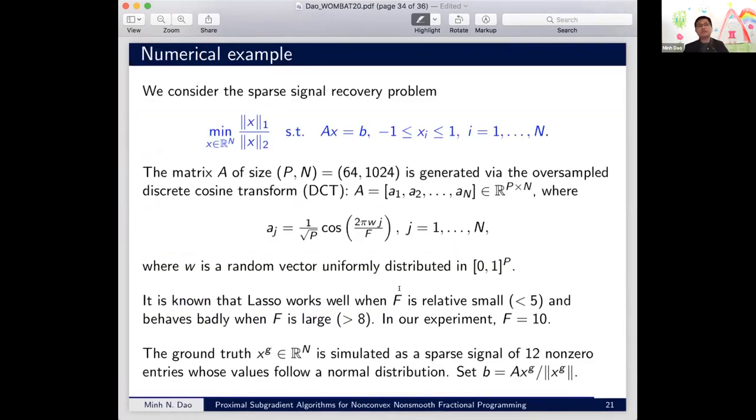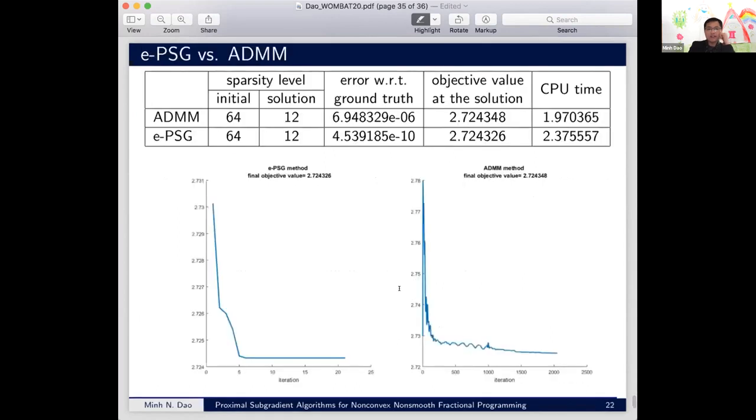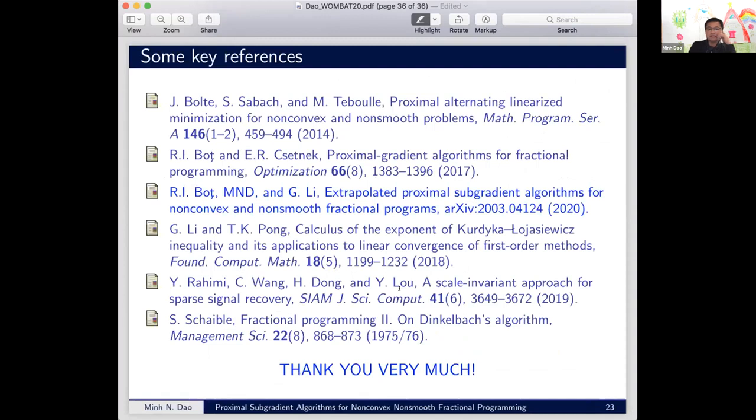Yes, and we also have some numerical examples with the case of sparse signal recovery problem, as I said before, and we compare with the ADMM, and it seems that our algorithm is competitive. I list some key references here.